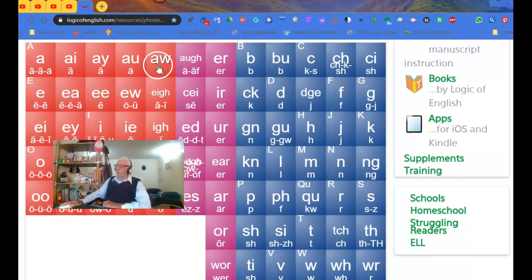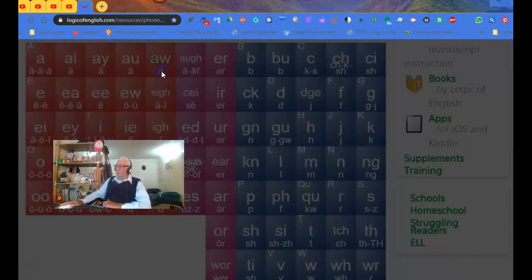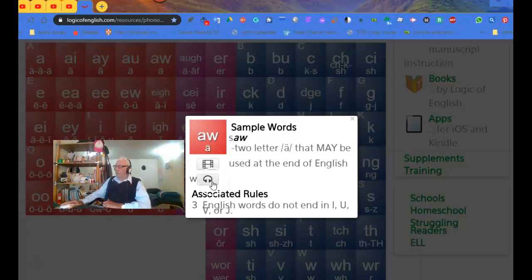This is an AW, and it is also an ah sound. You can see that the same symbol is over this word. So let's click on that one and take a listen to it. It gives the word saw. You know what a saw is, something you cut wood with. So it's a two-letter A that may be used at the end of an English word. And why? Because English words do not end in I, U, V, or J, but it can end in W.